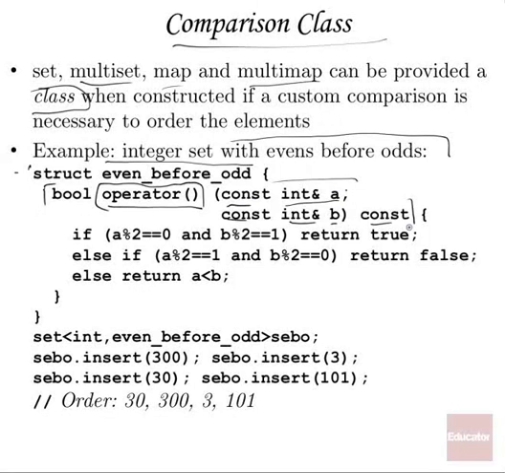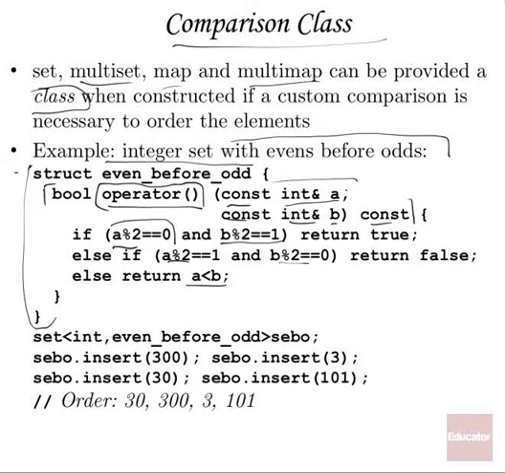And what the code does: if a remainder 2 is 0, that means it's even. If b remainder 2 is equal to 1, that means it's odd. So if a is even and b is odd, we return true because we want a to be before b. If it's the reverse, if a is odd and b is even, then we return false. We want them to go the other way. Now, if they're both even or both odd, then we just want the lesser one to go in front, so we return a less than b. So there is our class called even before odd, which is a peculiar type of sorting algorithm. But it's a sorting algorithm.